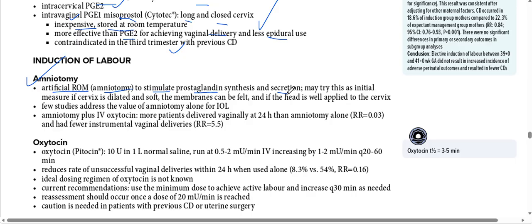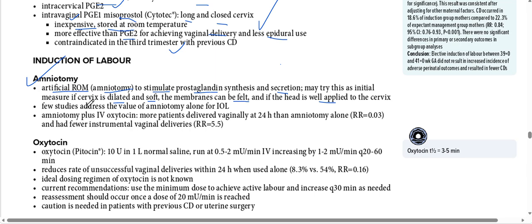So, amniotomy's basic purpose is to stimulate prostaglandin synthesis and secretion. We may try this as an initial measure if the cervix is dilated and soft. The membranes can be felt, and the head is well applied to the cervix, very close to the cervix. If the cervix is very much dilated and soft, and we are feeling the membranes, we can do artificial rupture of membranes, and the advantage is that labor will basically be induced in this way.